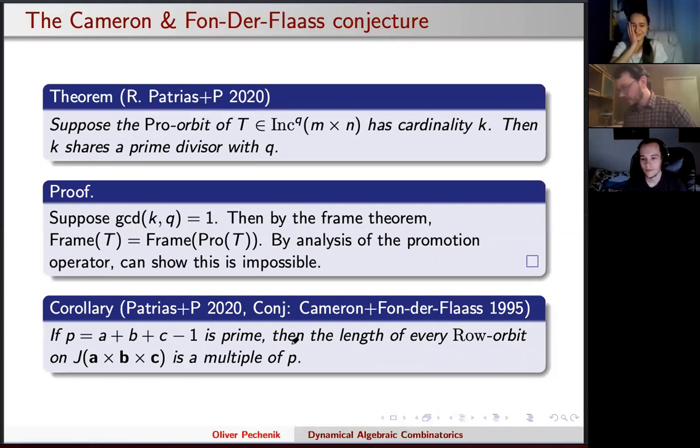So the trick was take their thing about piles of boxes, turn it into a statement about Tableau. That's trick number one. Trick number two is think about these frames. And you win. Okay, so we proved their conjecture, and I'm very happy about that because I've been trying to do it for a long time.